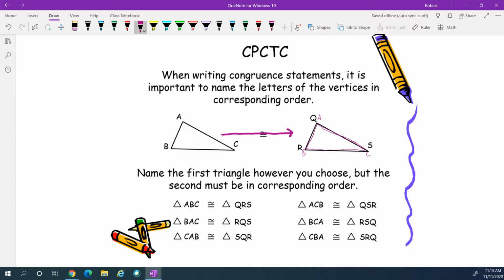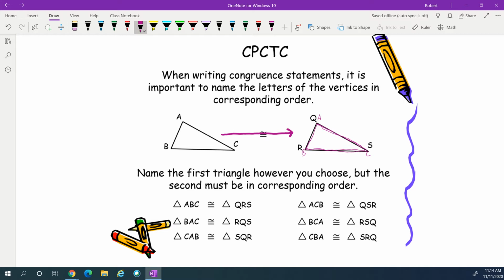So we can actually just see which are the corresponding parts. Sometimes when it's reflected or rotated, it's not as obvious. So we need some strategy. But here we just have a translation, a slide. When we write our congruent statement comparing the two triangles, we have to make sure that we put all those letters in the correct order. So remember how to name a triangle. There are 6 different ways to name a triangle. And the first one we can name however we want, but the second one has to match.